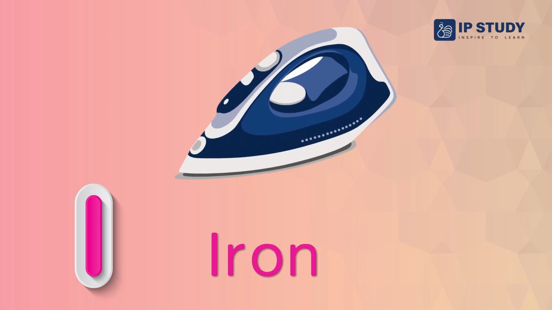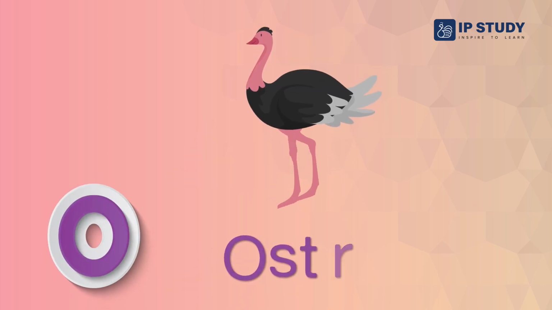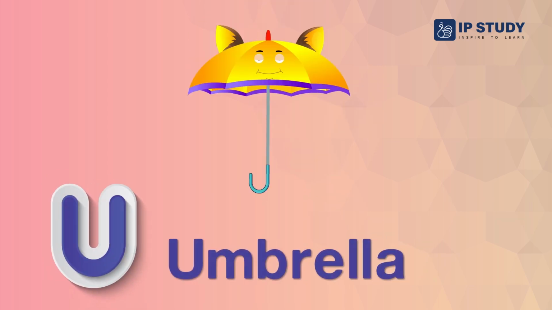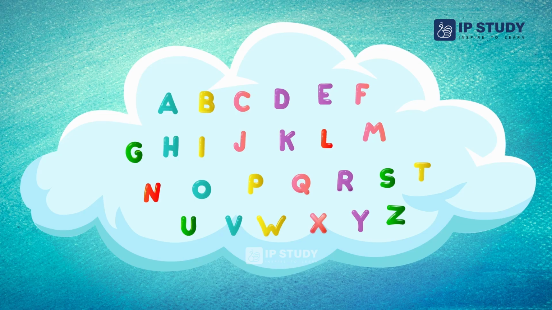I for iron. O. O for owl. O for ostrich. U. U for umbrella. U for unicycle. Find out the vowels from the cloud.